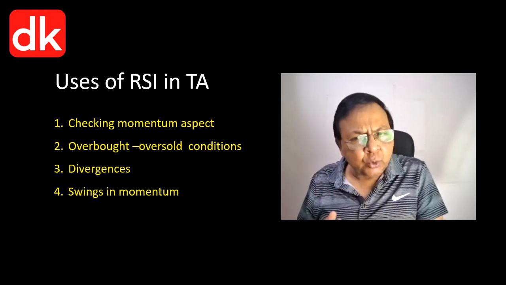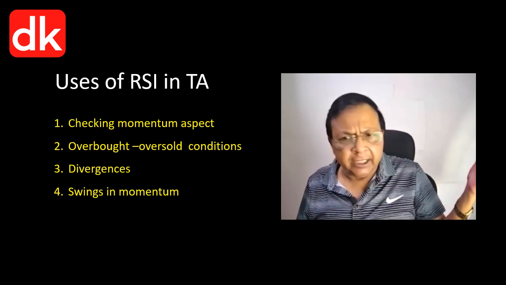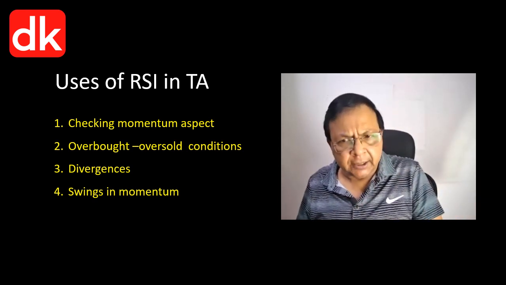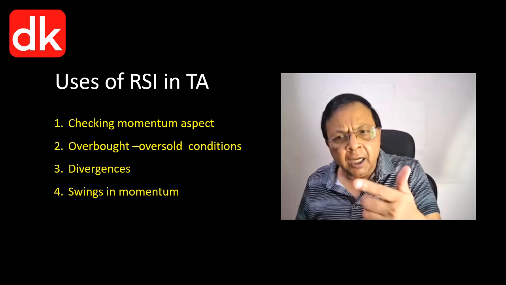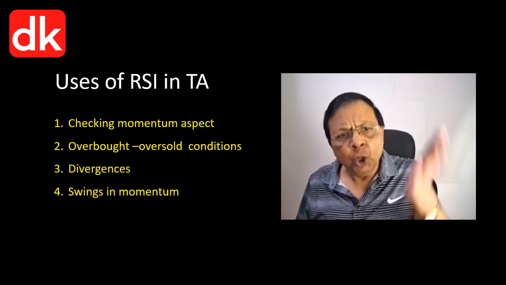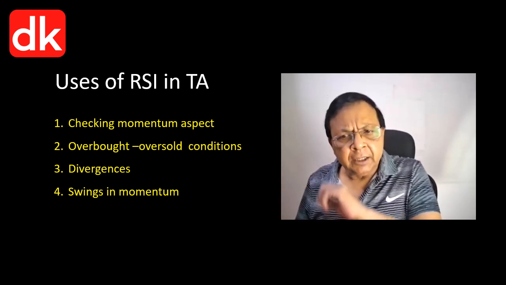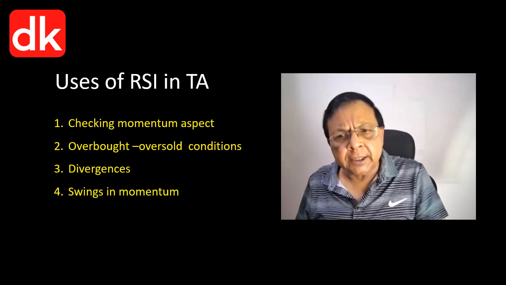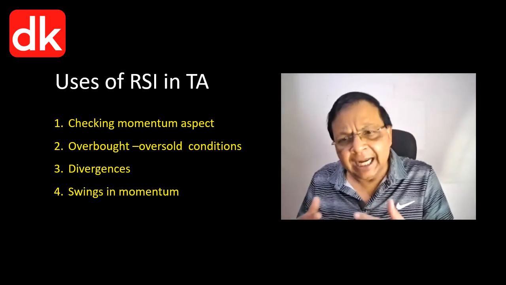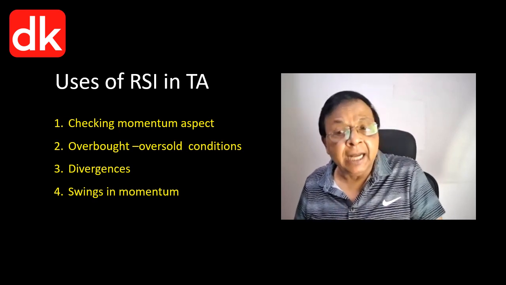Then it helps us to know the overbought and oversold conditions. There are other indicators also which can help you to measure the overbought and oversold conditions. Once you become good at price action analysis, probably you don't need any indicator to understand the overbought and oversold conditions. The price action would be enough to understand whether the price is overextended or it is at a value area.